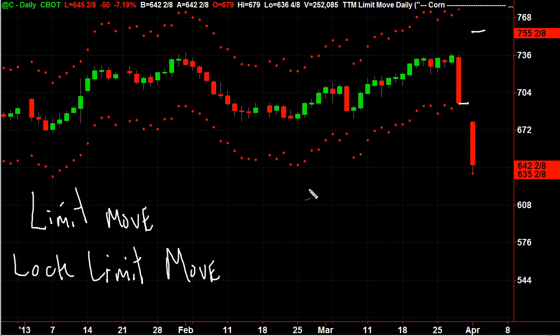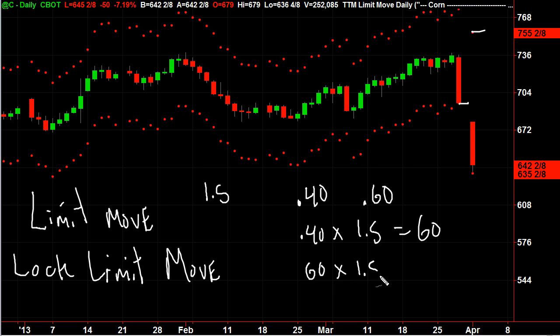So for corn, it's pretty easy. It's 40 cents and then it's 60 cents. Now, it used to be 1.5 times that 40. So it would be 40 times 1.5, which would equal 60. And then you would go 60 times 1.5, and that would give you a 90-cent move. But right now, they've got it currently at 40 and 60.